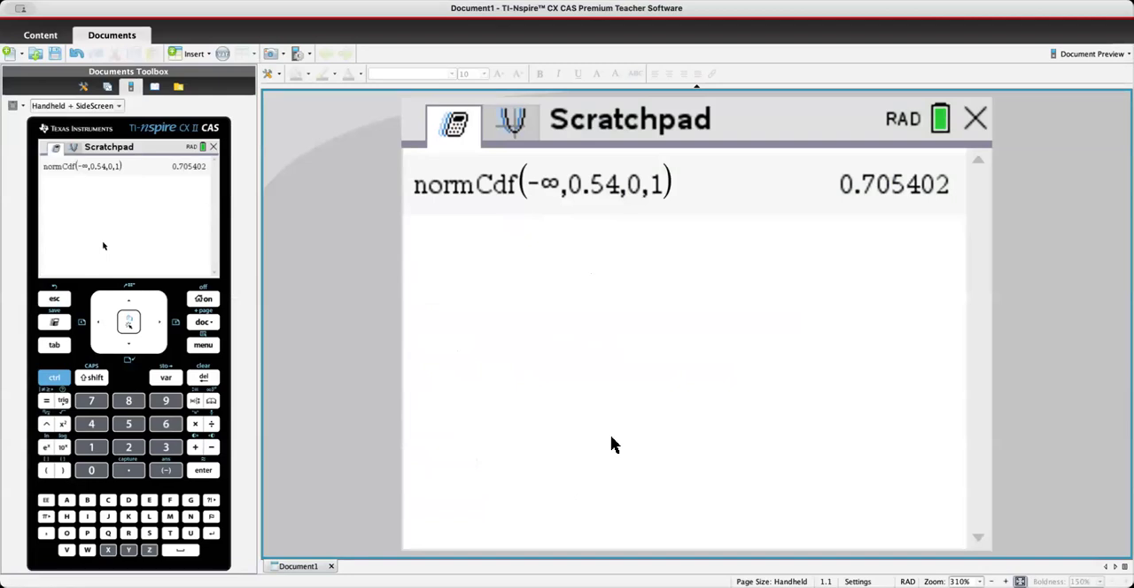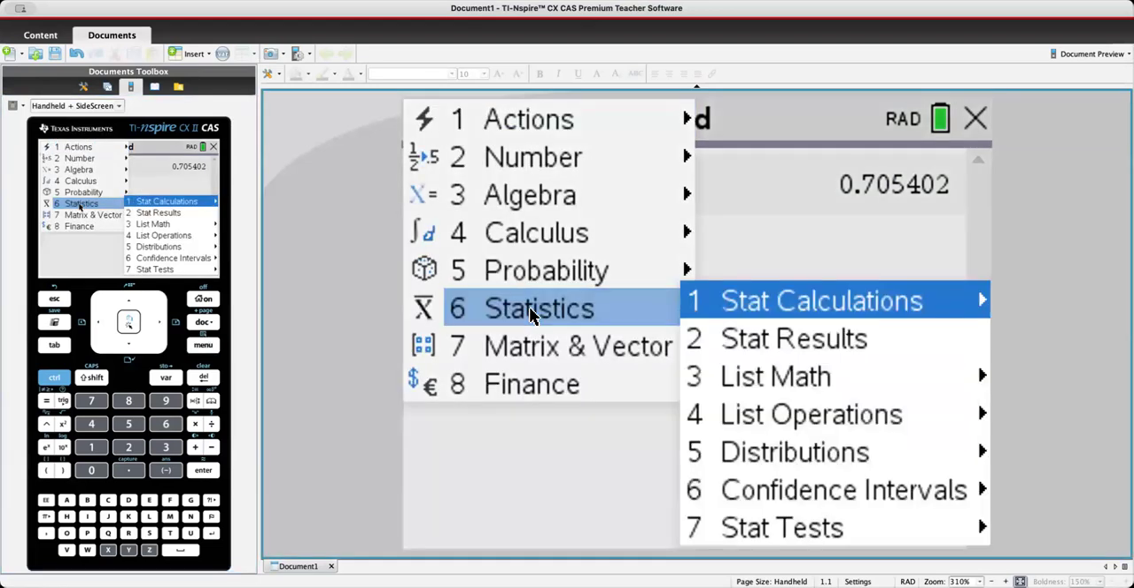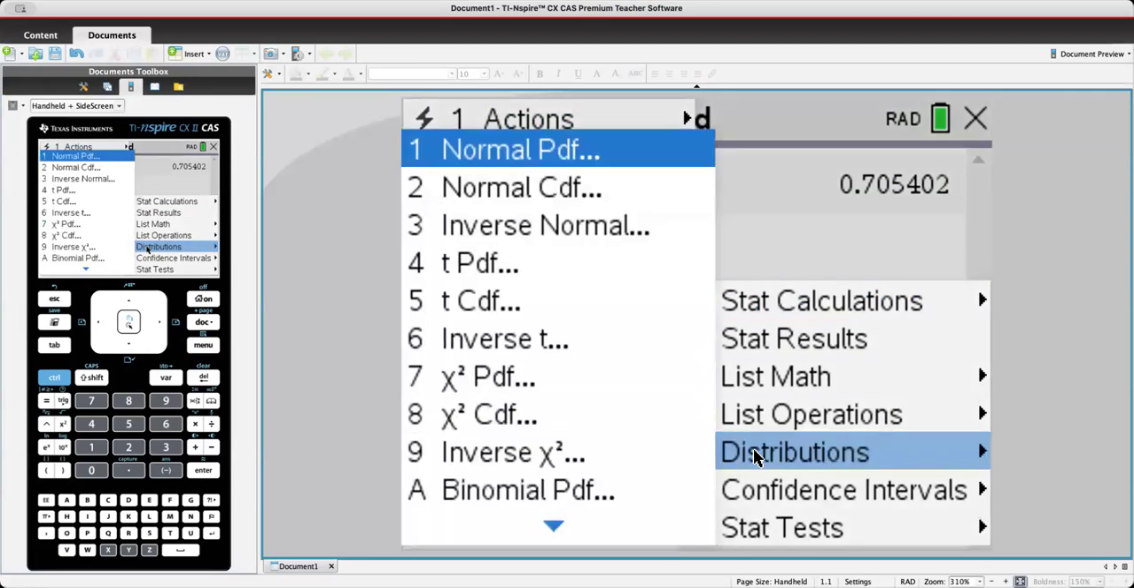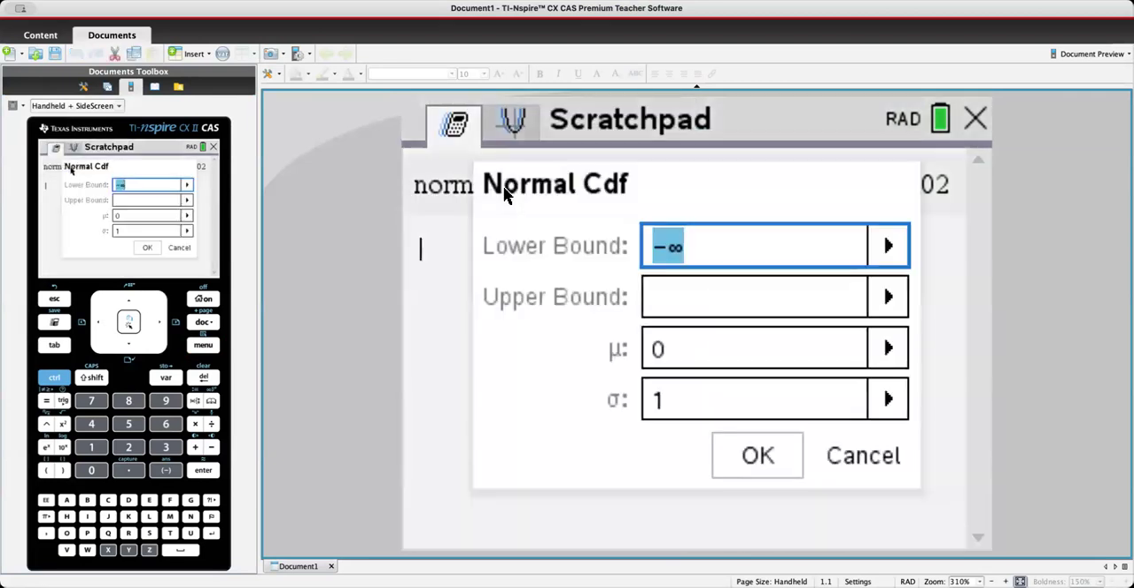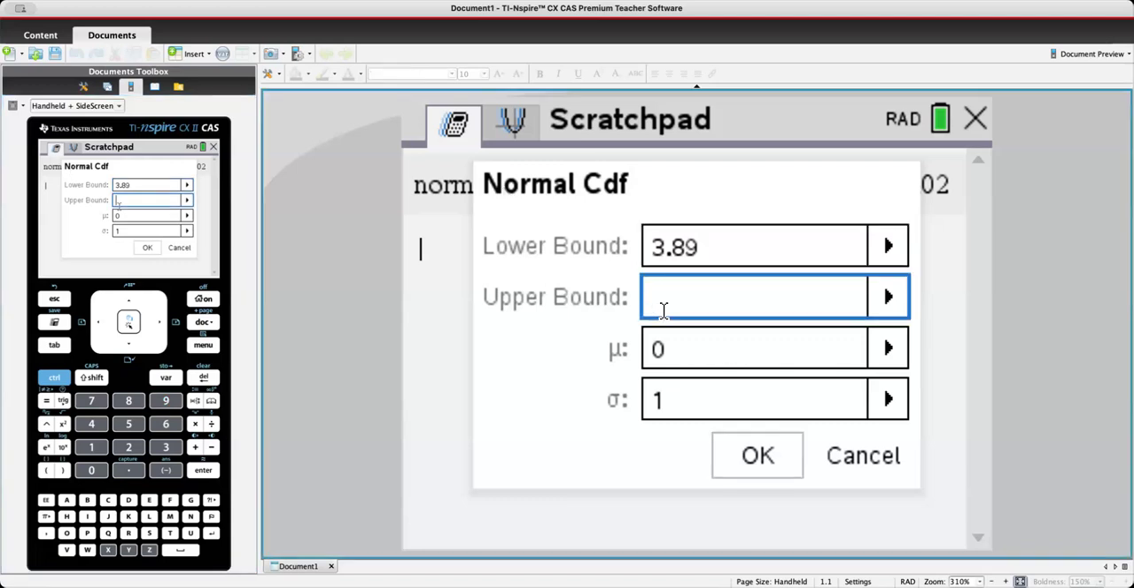And let me show you where positive infinity is. Okay, so again, I'm going to go to menu, statistics, distributions, normal CDF. And the lower bound here is 3.89. The upper bound is infinity.